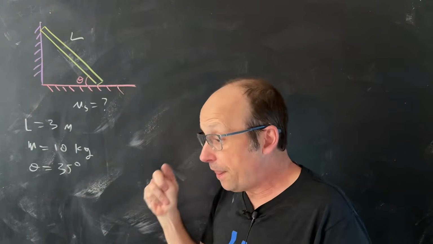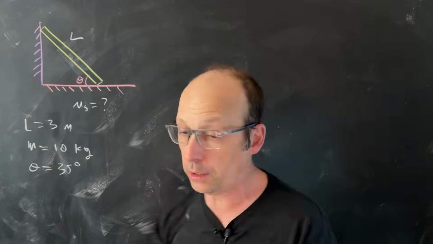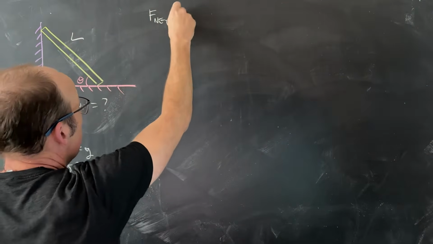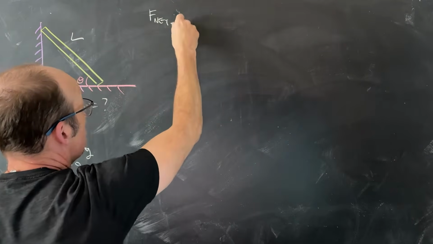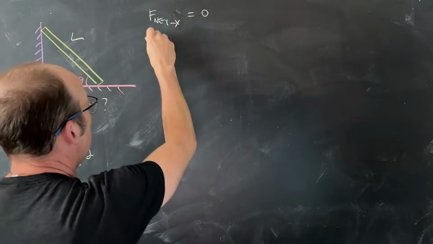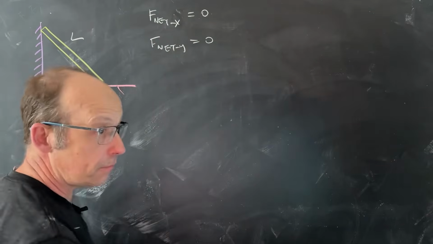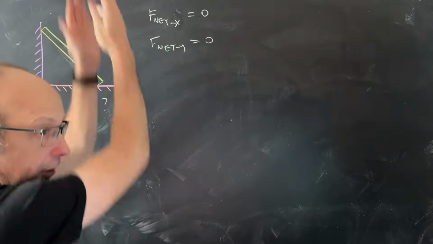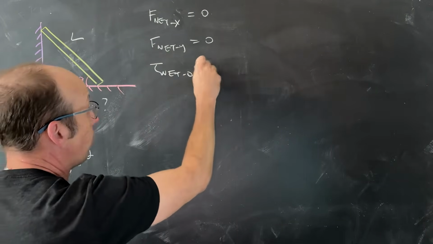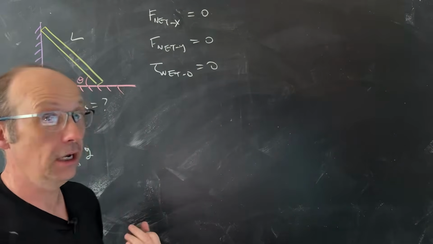So remember that if we have a rigid object in equilibrium, there are 3 conditions for equilibrium. The 3 conditions that must be met: the net force in the x direction has to be 0, and that was from our chapter 1 on forces. The net force in the y direction is also 0. It doesn't accelerate this way, it doesn't accelerate that way. Equilibrium. And then finally, the net torque about any point that we pick is 0. So those are our 3 conditions.